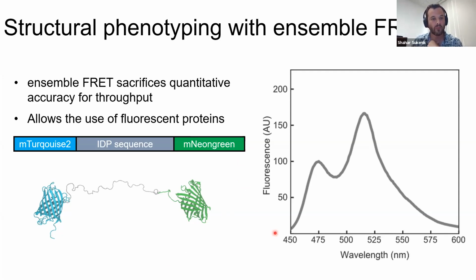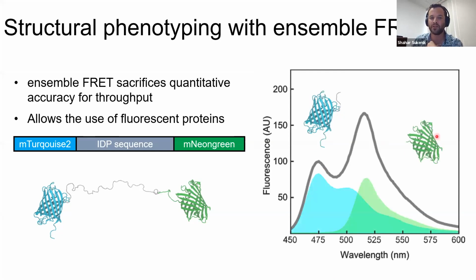And so what we get is generally two peaks. One belongs to the donor, the other to the acceptor. We can get rid of artifacts by looking at the donor alone and the acceptor alone. And over here, the shaded areas show the fluorescence of each of these fluorescent proteins on their own. Then we can deconvolute the measured FRET spectra using these two base spectra and get at the FRET efficiency in a specific disordered protein sequence.